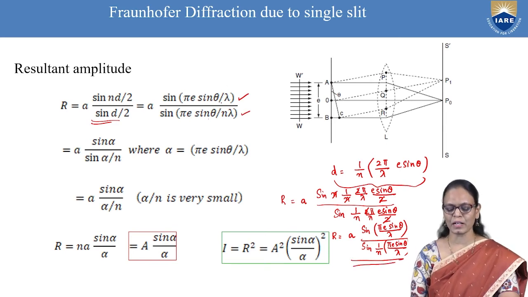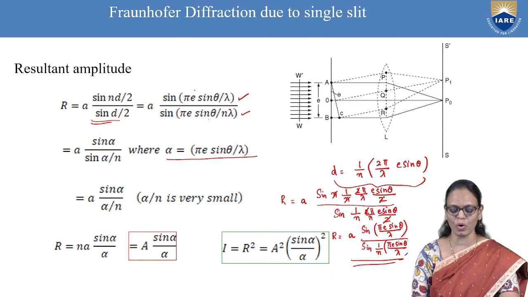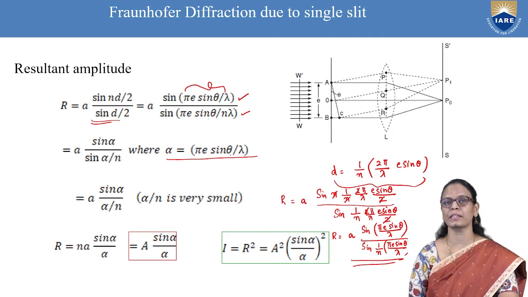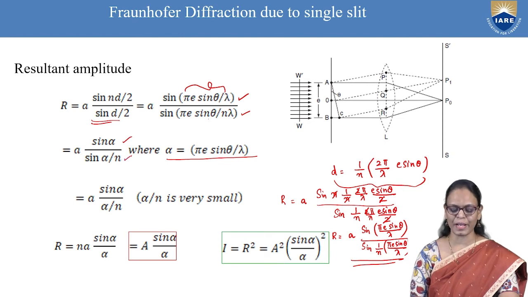Now let us make a substitution. Let alpha be equal to pi e sine theta by lambda. The whole thing, we are considering it as alpha. It's a substitution for pi e sine theta by lambda. So we have R is equal to A sine alpha upon sine alpha by n, because we have n in the denominator.